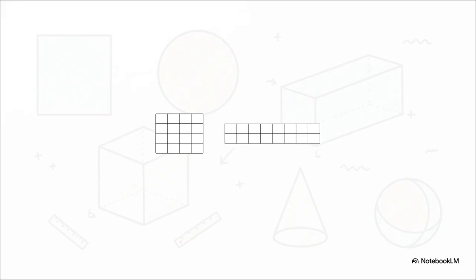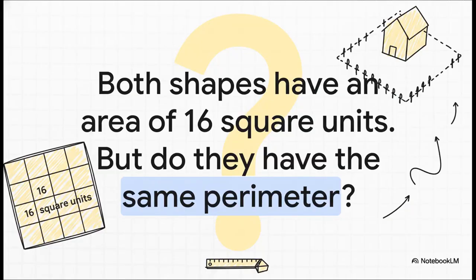Now, check out these two shapes on the screen. On the left, we've got this nice, compact 4x4 square. And on the right, a long, skinny 2x8 rectangle. They look totally different, don't they? But, and here's the cool part, if you actually count up all those little squares inside each one, you'll find they both have exactly 16 square units, the same amount of space inside. Okay, so we've established they have the exact same area.